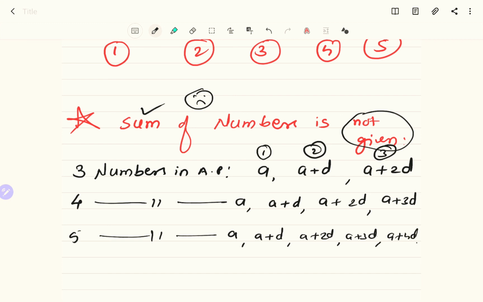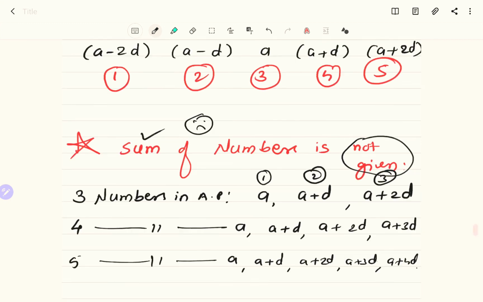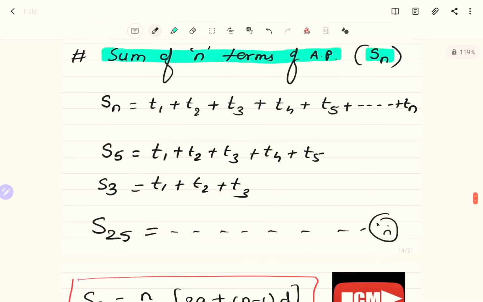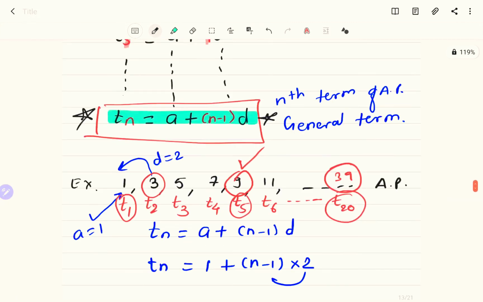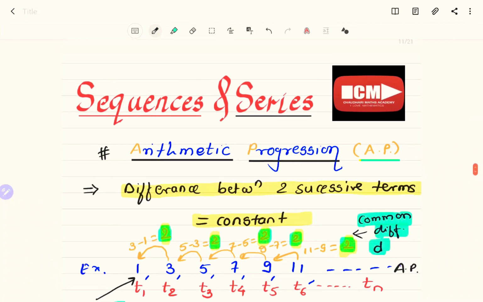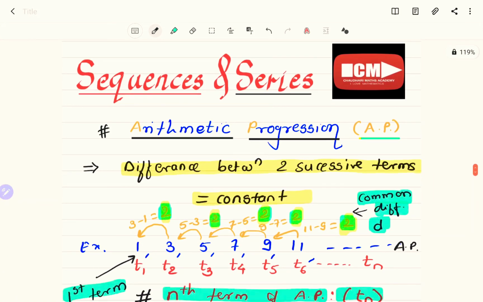So that's all, friends. This is all about the quick revision of arithmetic progression. Hope this discussion will help you in recalling the basic things of arithmetic progression, and recalling all these concepts will surely help you in geometric progression, which is our next topic of discussion.